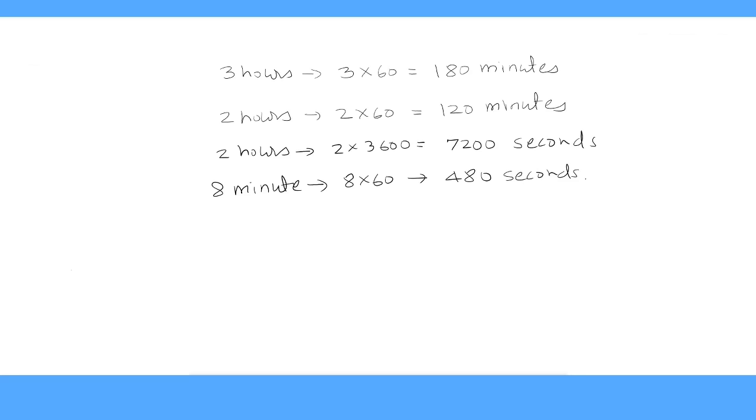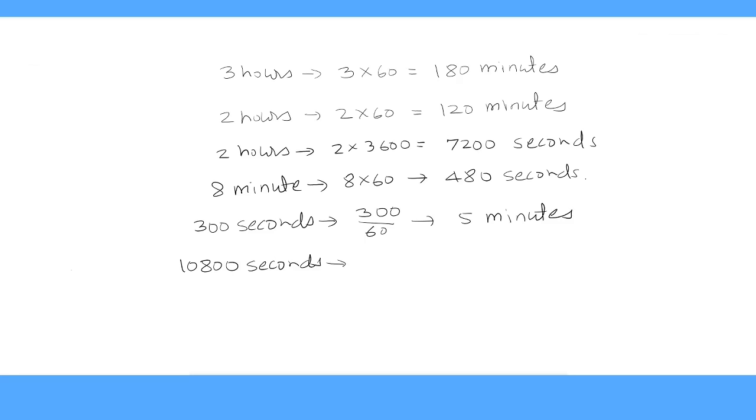Now converting seconds to minutes. 300 seconds is converted into minutes, so we divide 300 by 60. 300 divided by 60 is 5, which is equal to 5 minutes. Now seconds to hour. We have 10,800 seconds, so we divide it by 3,600. 10,800 divided by 3,600 gives us 3 hours.